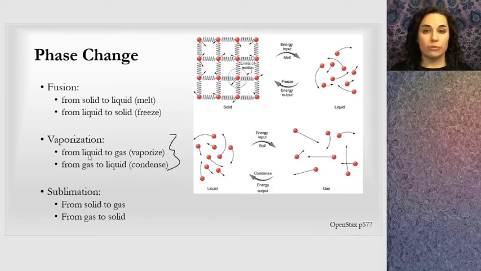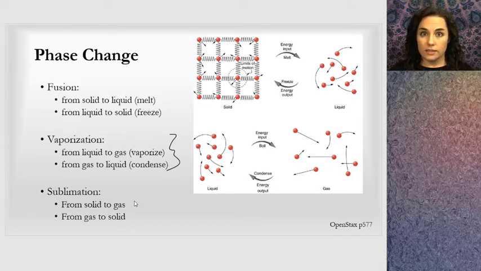Vaporization is when we go from a liquid to a gas or a gas to a liquid. You can see I have a liquid here. If we put energy in, those molecules are more free to move about. If we have a gas and we take energy away, this is called condensation, we get a liquid in return.